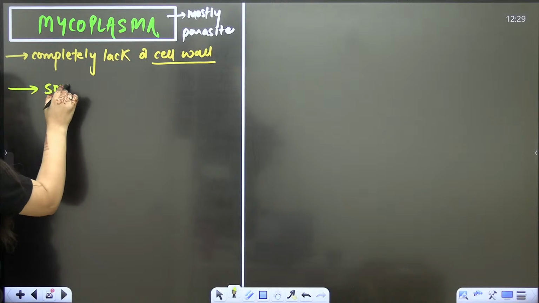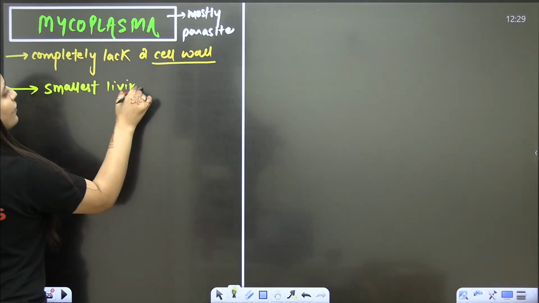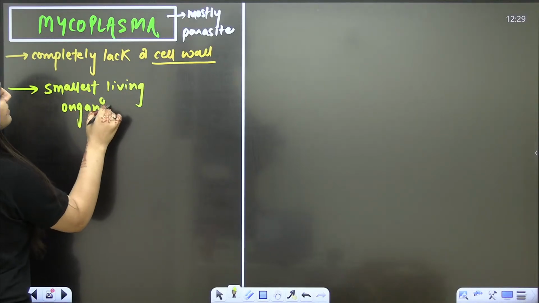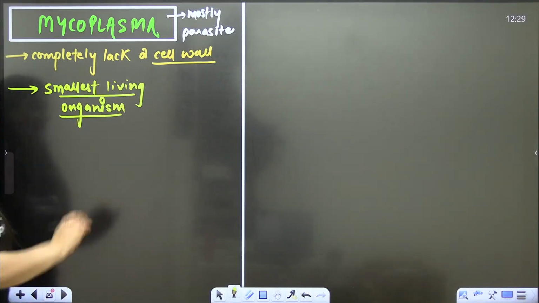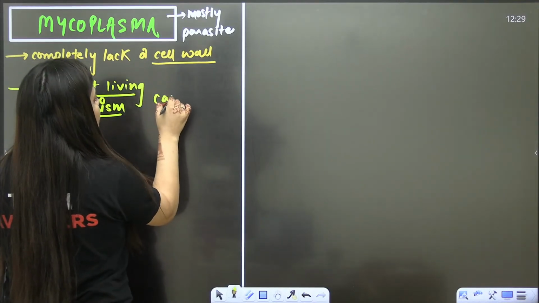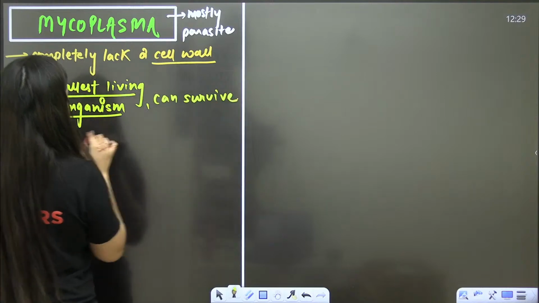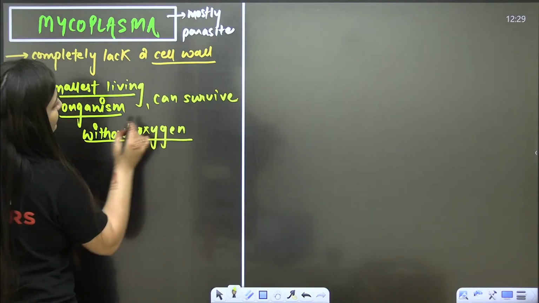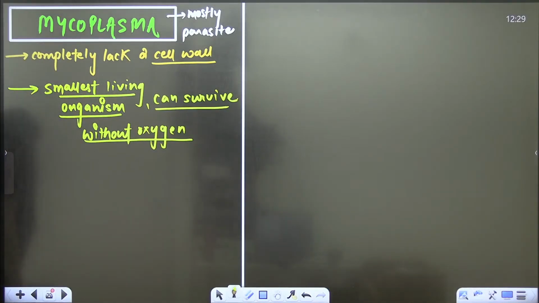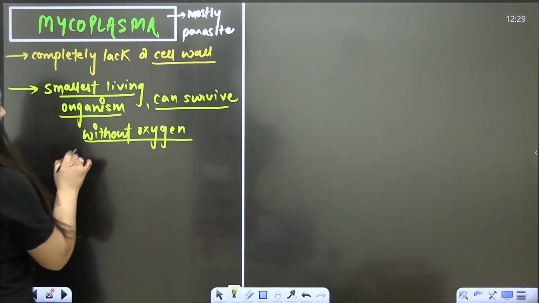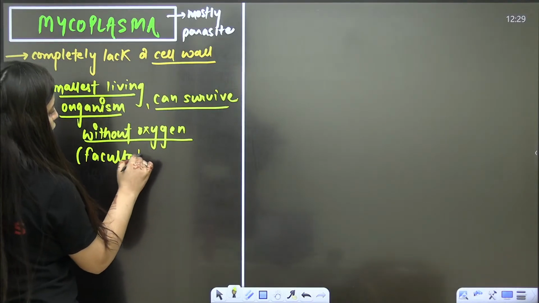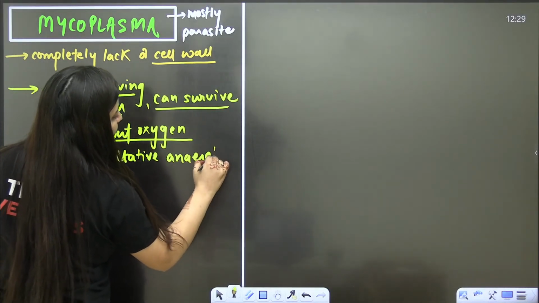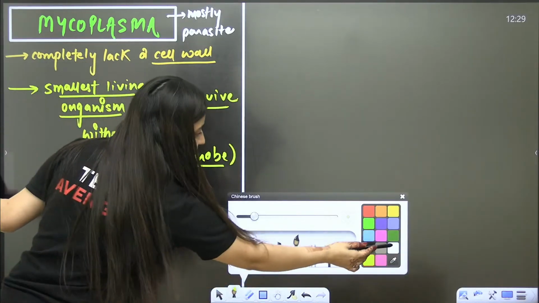Okay, it is the smallest living organism. That is also a very famous question. It is the smallest living organism known, and it is the smallest living organism that can survive without oxygen as well. So can I say that it is a facultative anaerobe? It can survive without oxygen. Though it is aerobic, it can still survive without oxygen. So that's why we can use the word facultative anaerobe. It is given in NCERT, so obviously it is important.